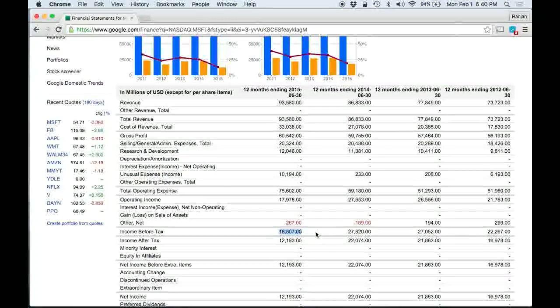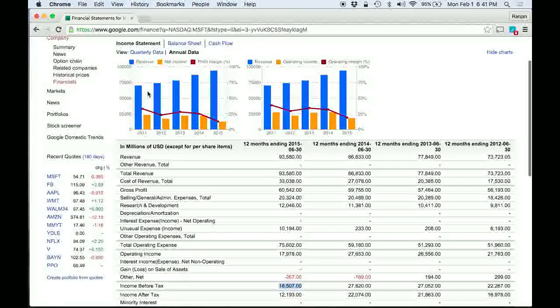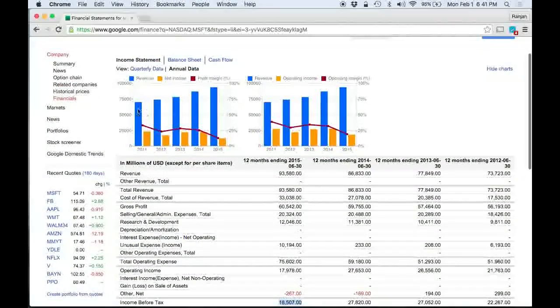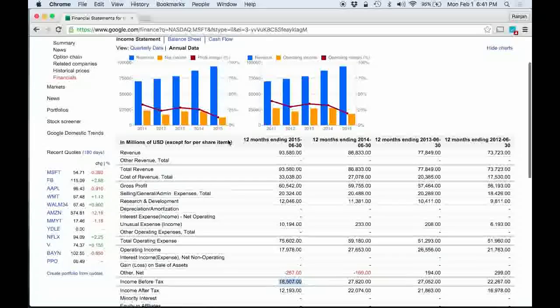So this way you can look at different companies, and if you look at this plot, it basically shows their revenue and net income. Revenue is in blue, net income is in yellow, and your profit margin is in red.